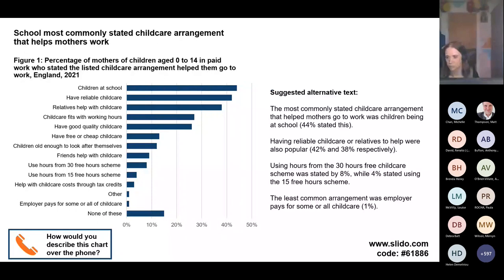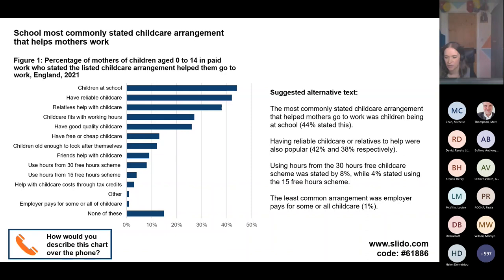My suggestion would be something like this: the most commonly stated childcare arrangement to help mothers go to work was children being at school. 44% stated this. So I think we need to try and get some of the figures in. Having reliable childcare and relatives to help are also popular, 42% and 38% respectively. And then I think maybe we want to look at the policy ones. The 30 hours free childcare was stated by 8%, 4% stated the 15 hours scheme. And the least common arrangement was the employer paying for some or all of the childcare, 1%.